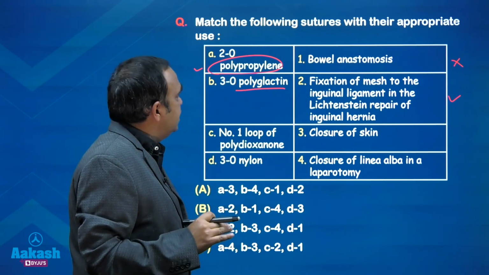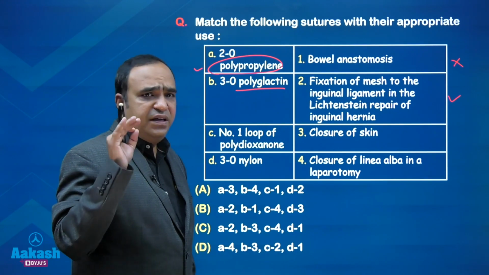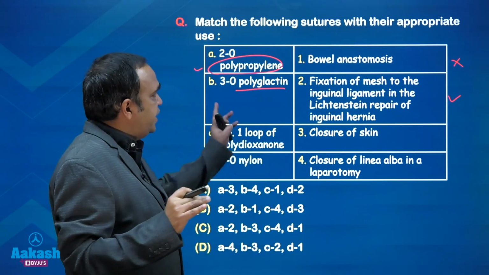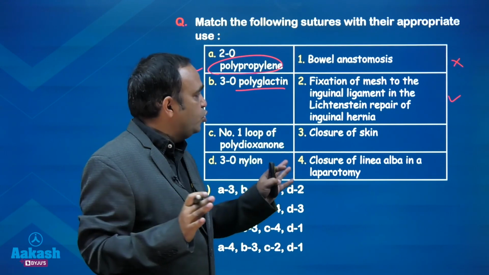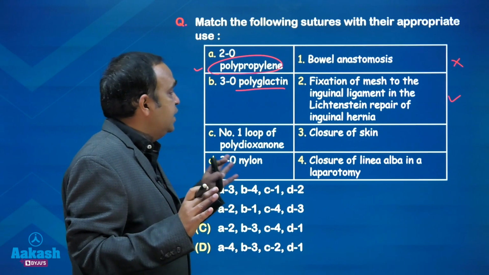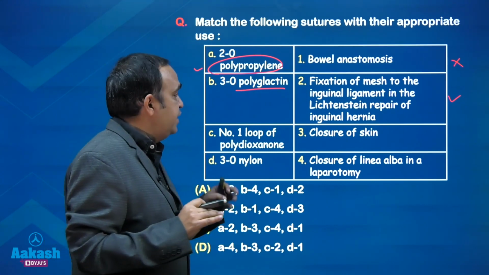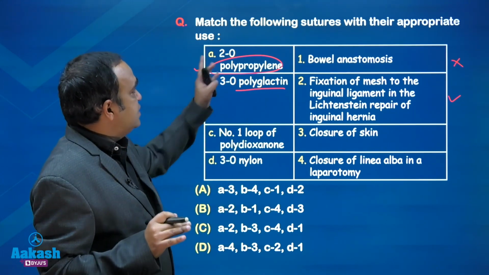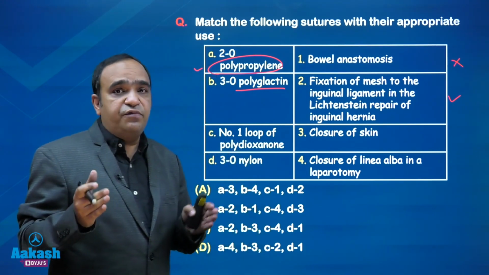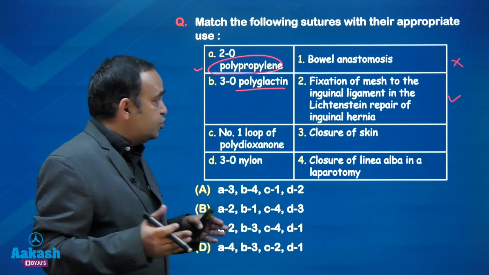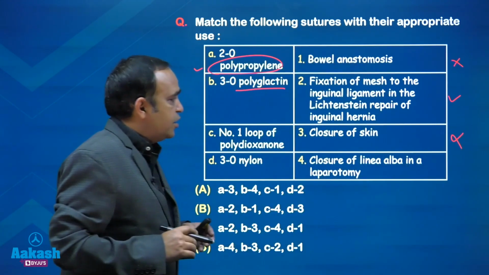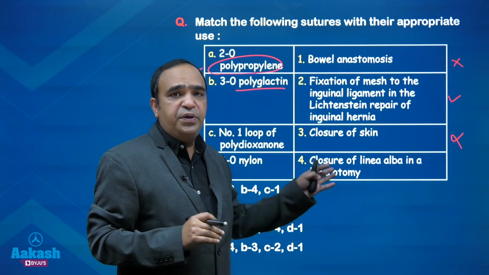Closure of the skin, we do need a non-absorbable one. So we can use polypropylene, but not routinely, because it doesn't have good knotting property. The knot doesn't fit well, it tends to slip, plus it's a 2,0 size. We prefer to use a thinner suture for skin closure, that is 3,0 is preferable. So no for this. Closure of linea alba in a laparotomy.